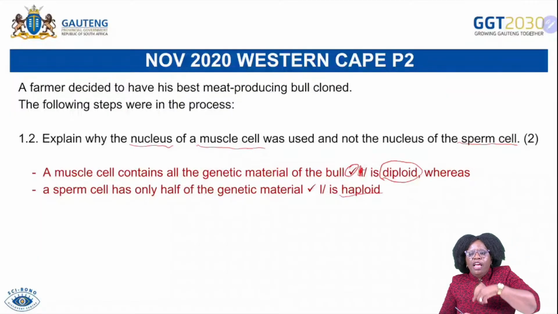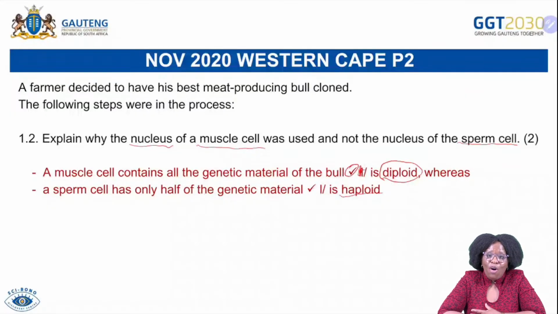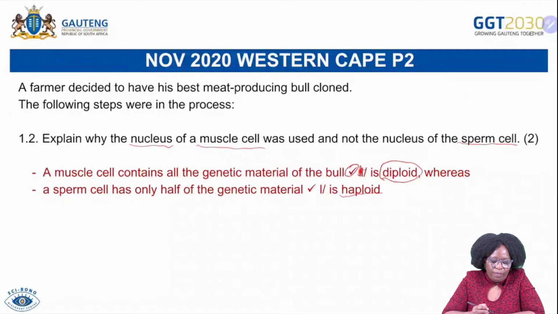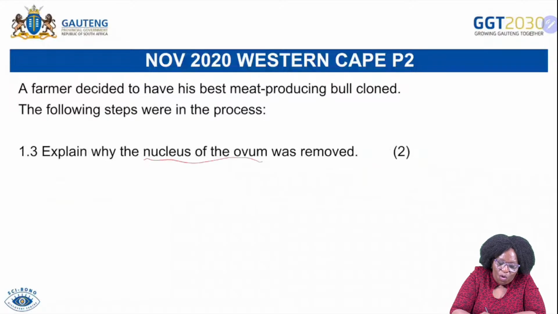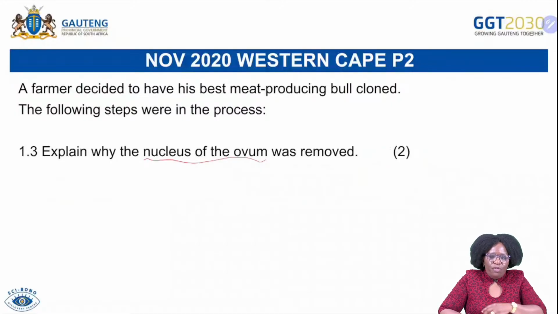You know, sperm cells and ova, they are haploid. They've got half the number of chromosomes. And the reason why the nucleus of a muscle cell was used, because it is carrying a complete set of the chromosomes that are needed for an organism to develop. 1.3, explain why the nucleus of the ovum was removed. I hope you remember the stem that it was removed, and what happened to the nucleus of the ovum? It was discarded. So it was removed and thrown away.